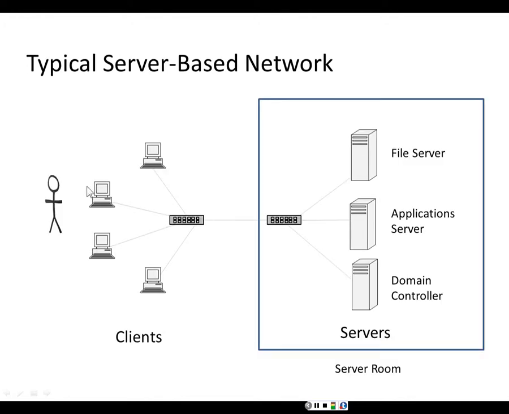Here's the example. The user stands at the workstation, and the workstation connects to a switch, and the switch connects to another switch which is located in the server room. And in the server room there are multiple servers, a file server, an application server, and a domain controller. Notice each server is installed on a separate physical machine. This is the typical traditional way of setting up a server room.